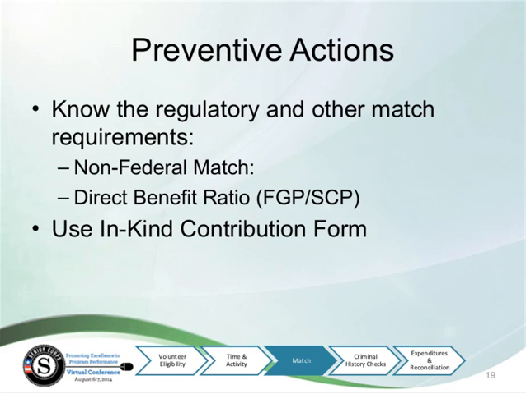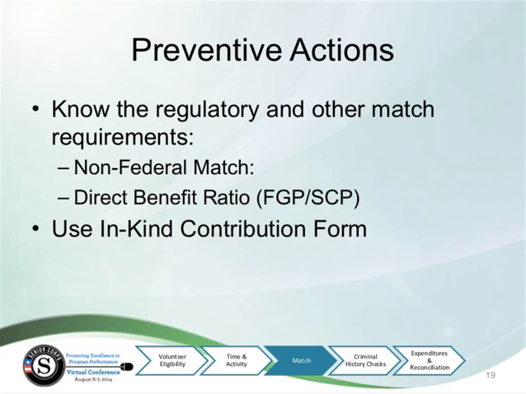Do you know your regulatory requirement for match? What is the requirement for non-federal match? You want to know that the same rules and regulations for federal funds are applied to the non-federal match. For example, non-federal match for FGP and SCP is 10%. If you're a brand new RSVP grant, the first year is 10%, the second year is 20%, and the third year and so on will be 30%.